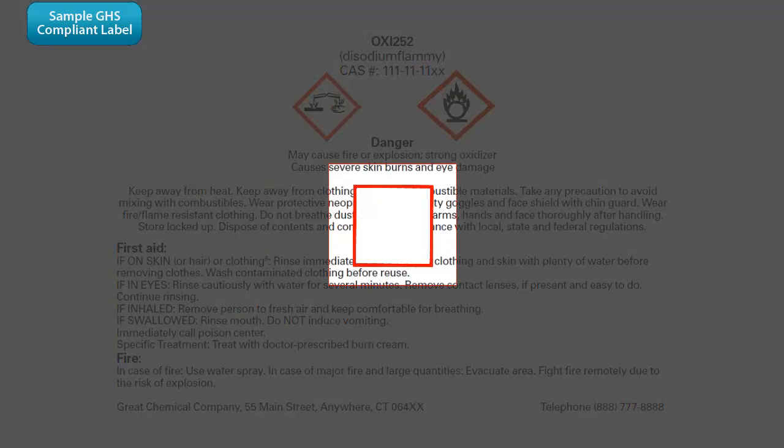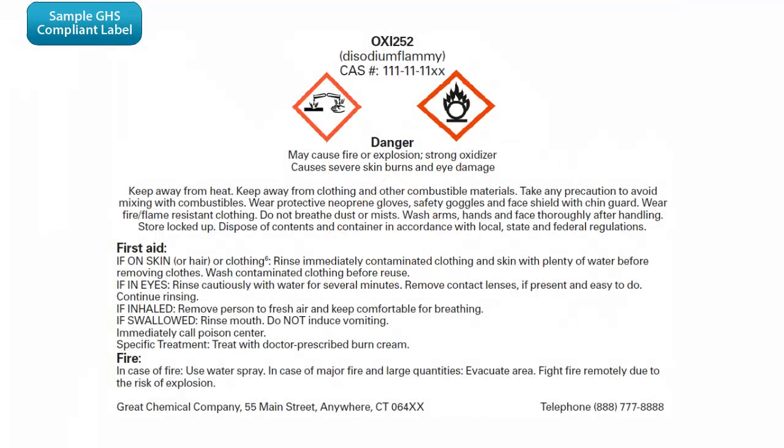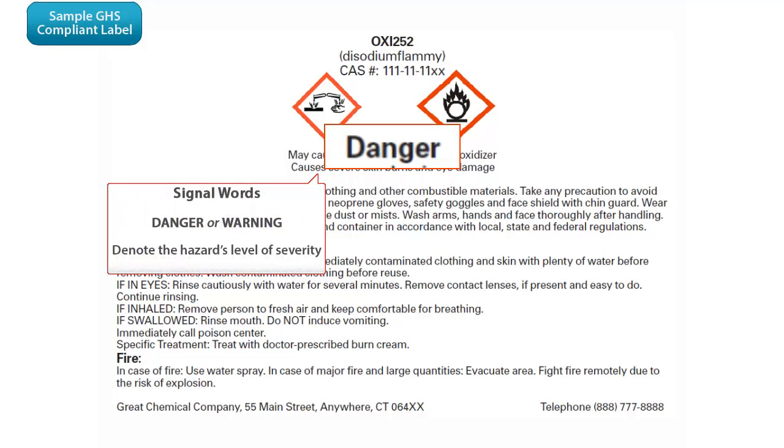OSHA's required pictograms must be in the shape of a square set at a point and include a black hazard symbol on a white background with a red frame sufficiently wide enough to be clearly visible. A square red frame set at a point without a hazard symbol is not a pictogram and is not permitted on the label. Signal words are used to denote the hazard's degree of severity. One of these two signal words must appear on the label: danger for more severe hazard categories, or warning for less serious hazards. If the word danger appears on the label, the word warning will not appear.